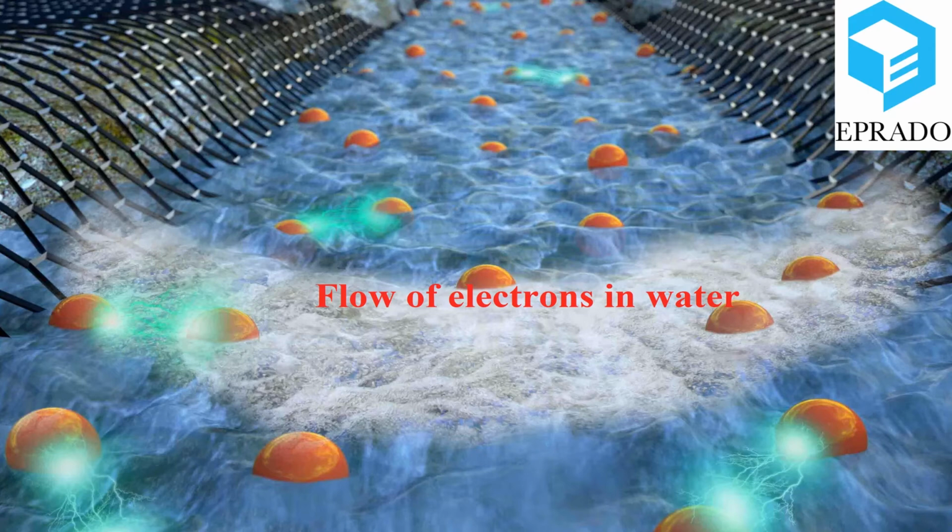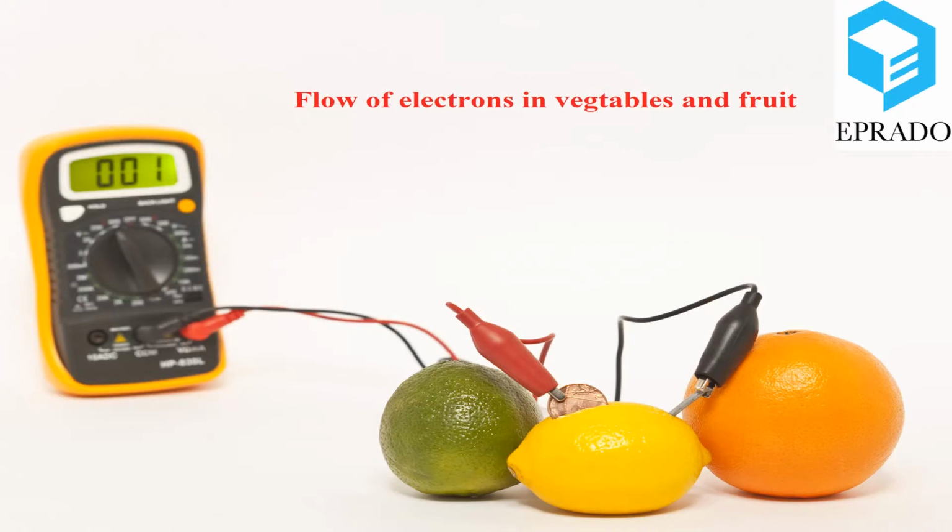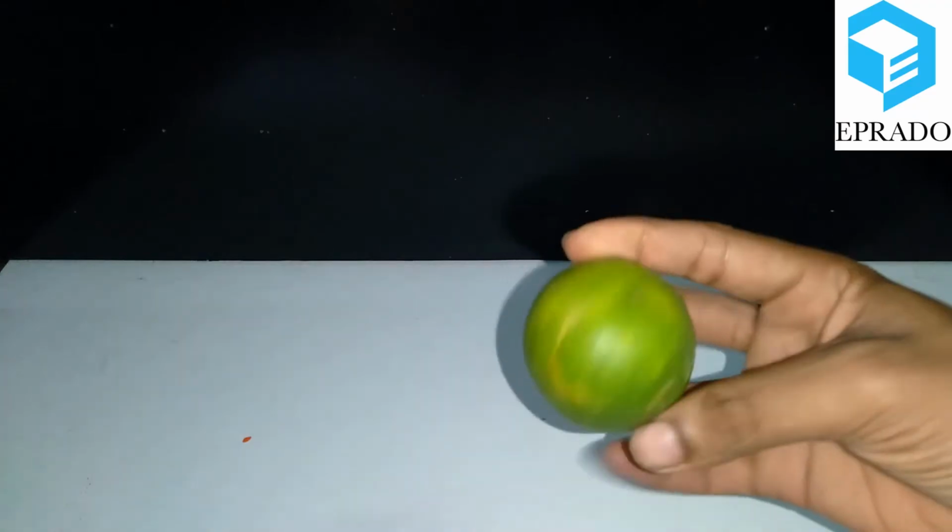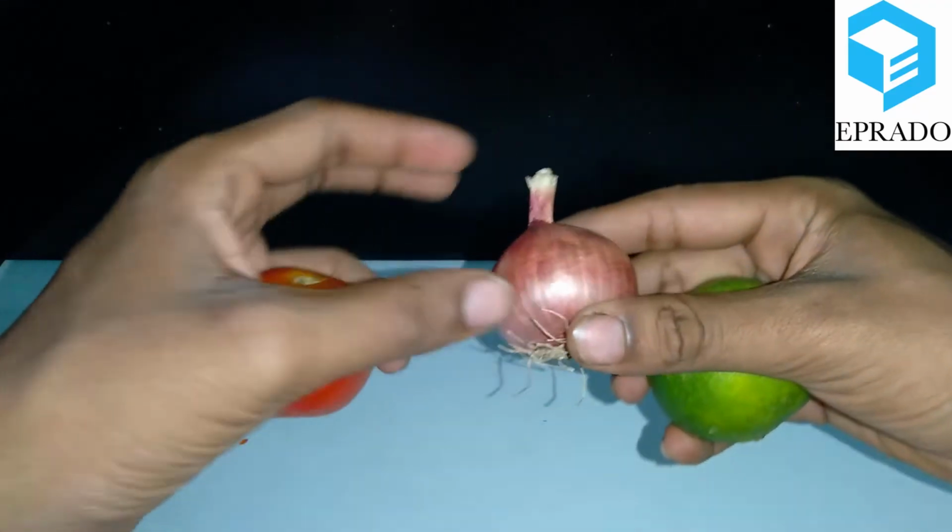Hello students, in the last session we learnt about the flow of electrons in water. Now we will learn about the flow of electrons in various objects like some fruits and vegetables.